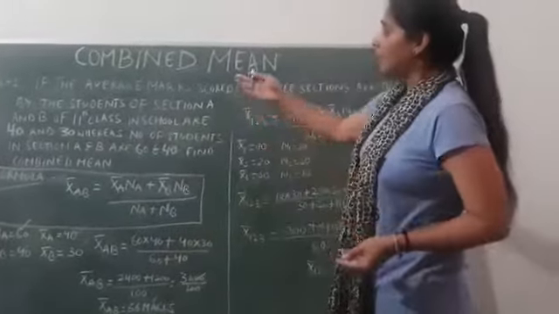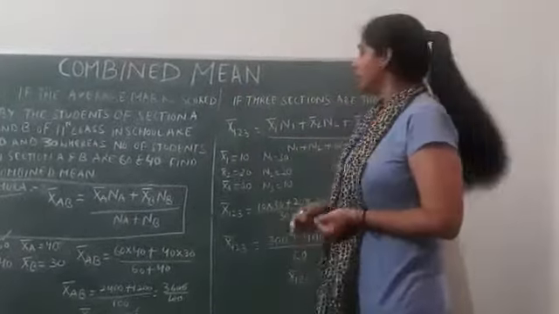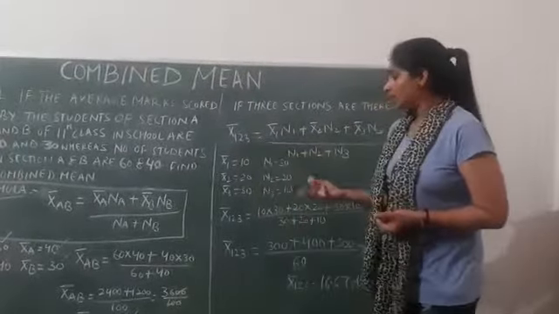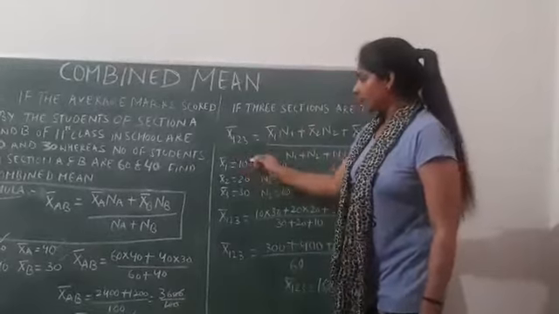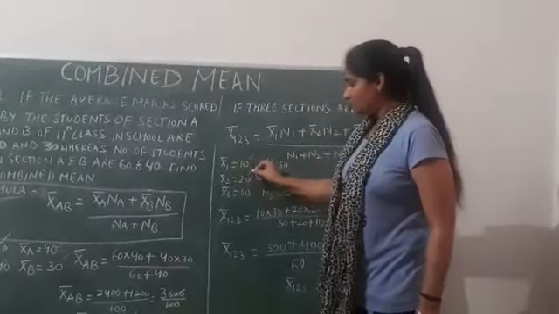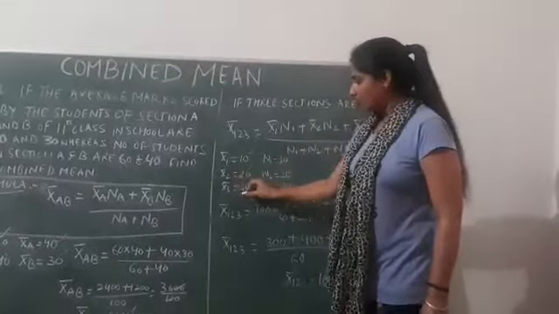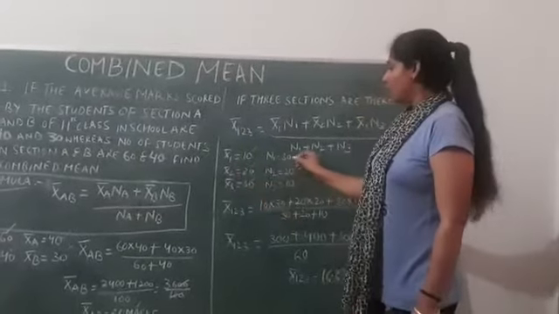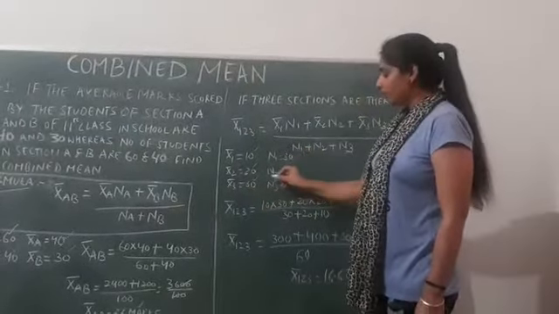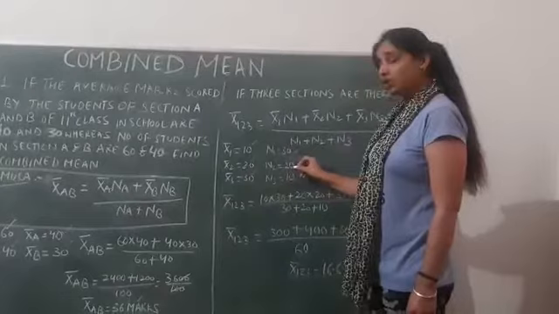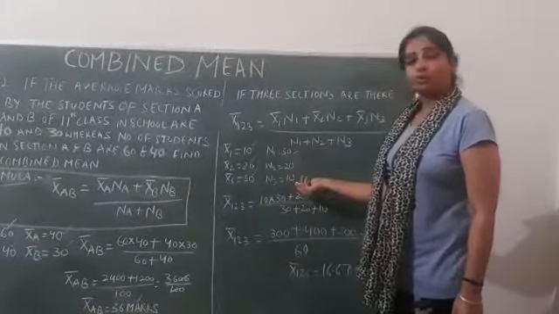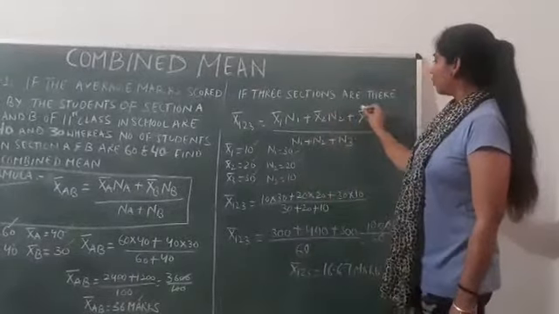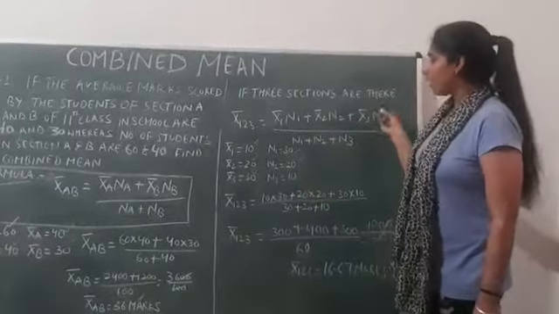Now same way, here the data for 2 sections was given. It can be given the data for 3 sections. So for section 1, the mean is 10, section 2 mean is 20, section 3 mean is 30. Same way, number of students in section 1 is 30, number of students in section 2 is 20 and number of students in section 3 is equal to 10. So the formula only will be extended. How will it be extended?